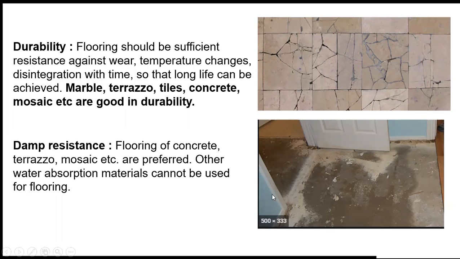Other water absorbing materials cannot be used for flooring. If we consider wooden flooring, and there is dampness, then wooden flooring is useless, as are other types of floors which absorb water. So this is another parameter after durability: damp resistance. The material which you want to use in flooring should be damp resistant.